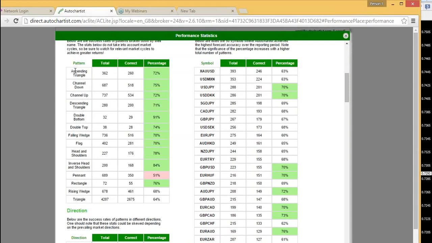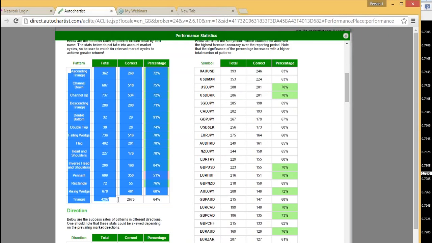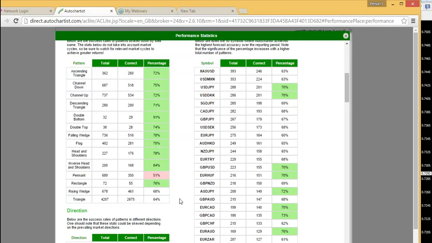Now, this brings me to a very important point: Autochartist isn't something new. It's based upon charting theory and charting systems that have been around for probably over 100 years. So it's nothing new. It's basically automating what already exists with regards to support and resistance and chart patterns. If we look at these statistics, you can already get a good idea of what works with Autochartist and what doesn't.